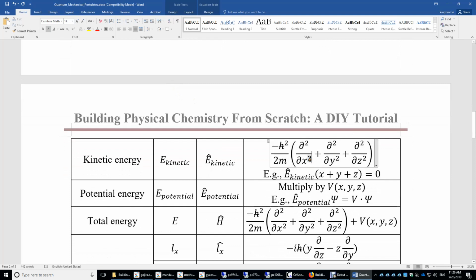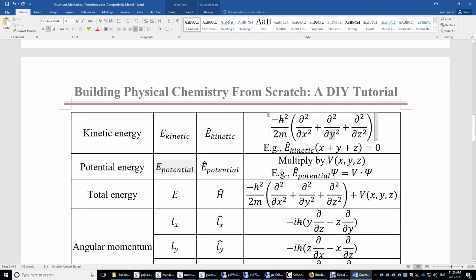Again, this is the kinetic energy in the x direction, y direction, and z direction. Over here, I'm giving you a very simple example. If I have a wave function x plus y plus z, I know its kinetic energy is 0, because if we take the second derivative of this wave function, it's going to be 0 in each of the 3 directions.